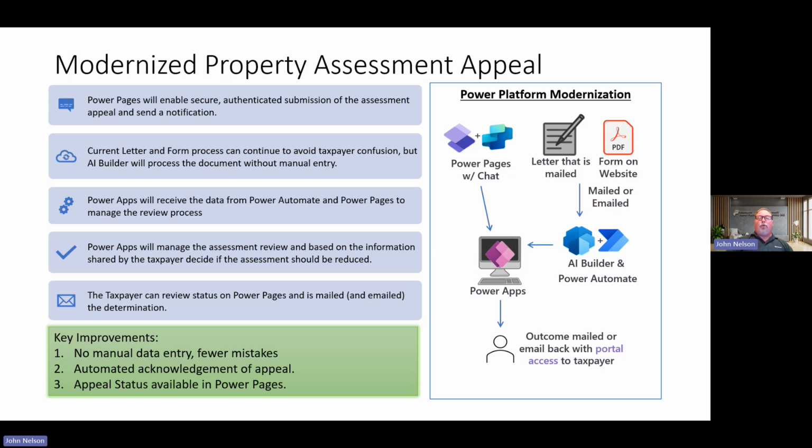Now, we don't want to get rid of the old process, so we still have the stuff that's being mailed and emailed. So the idea here is we're going to use Power Automate with AI Builder to do document processing. This document processing will allow it to become an electronic format that's more structured, and we're going to bring it into our Power App.